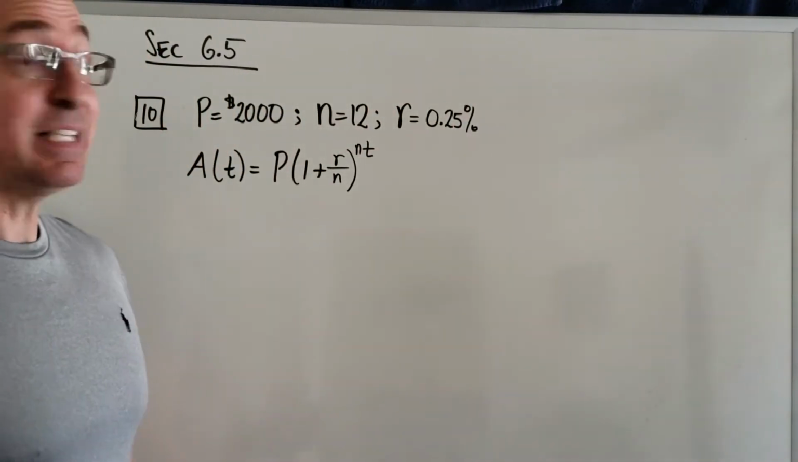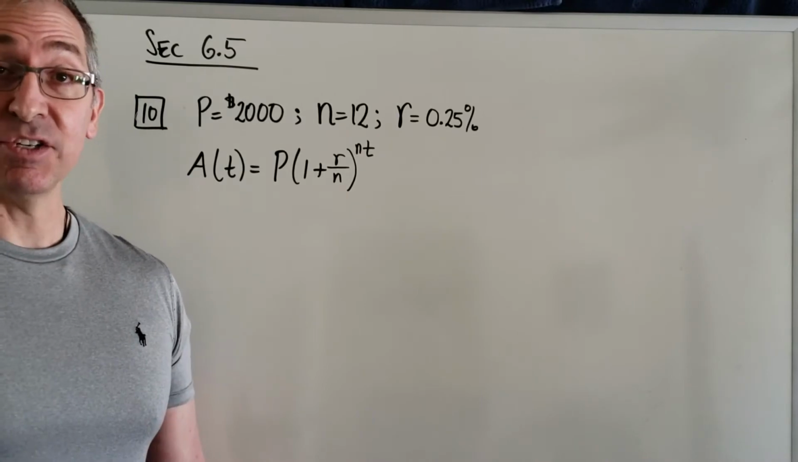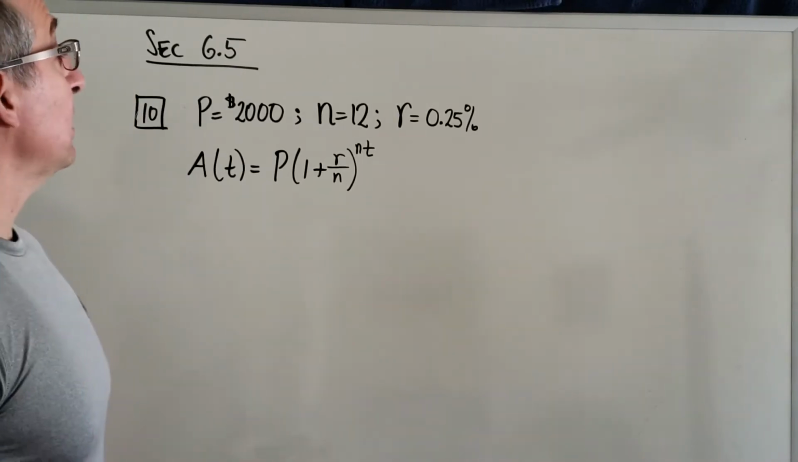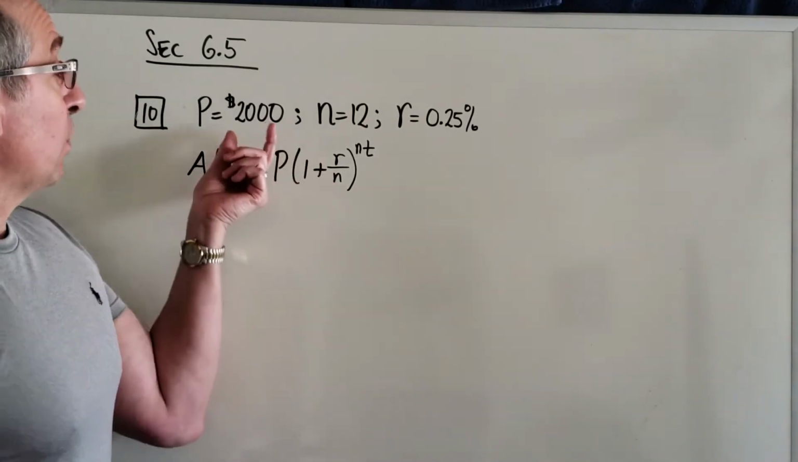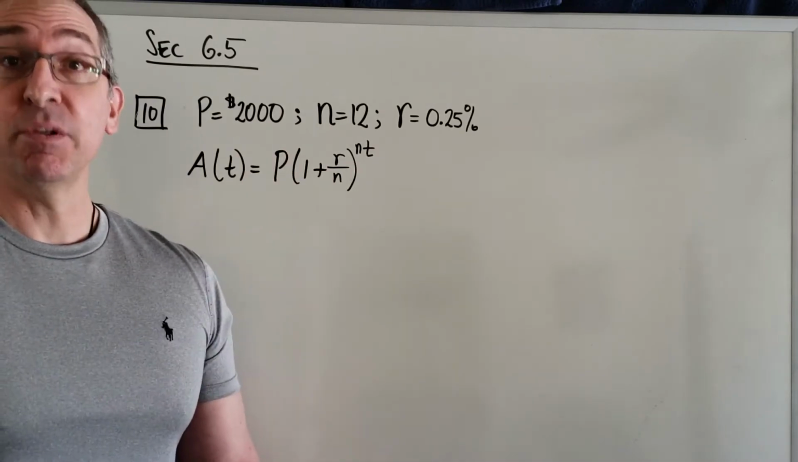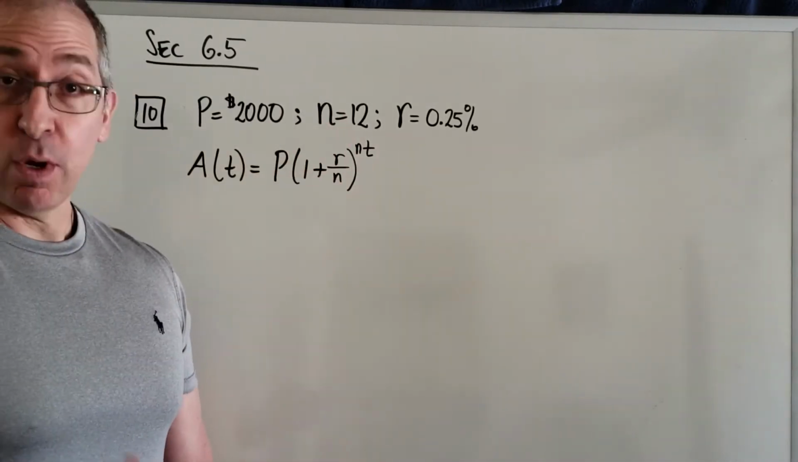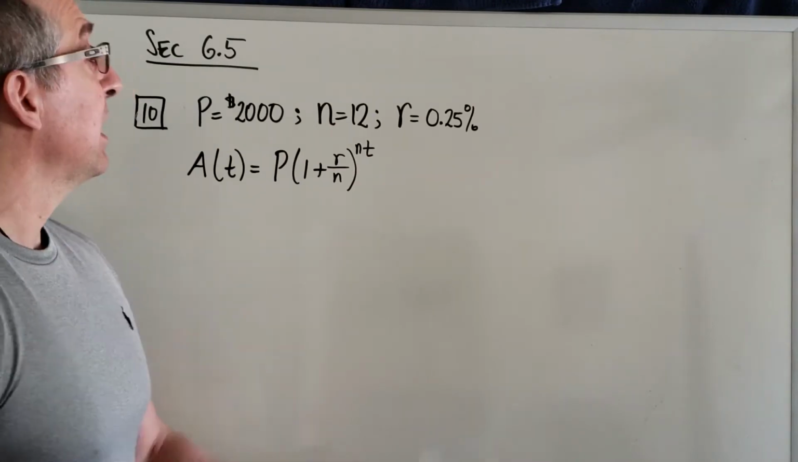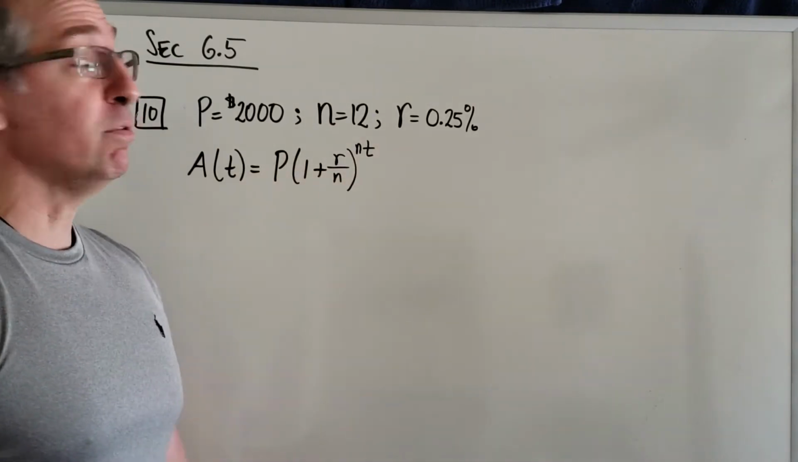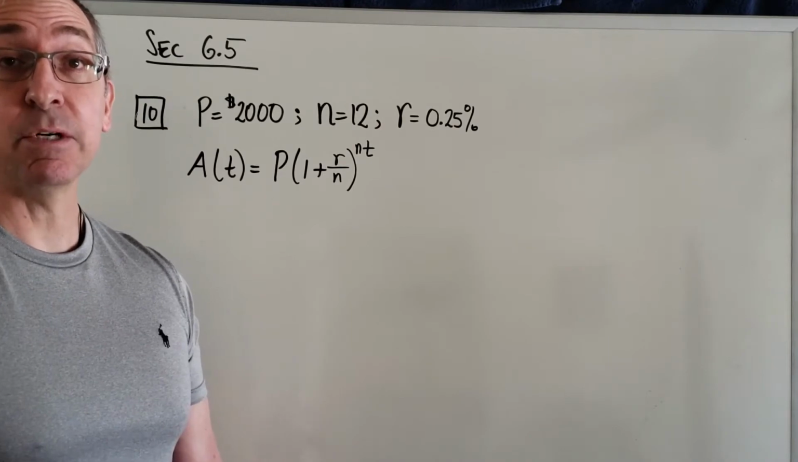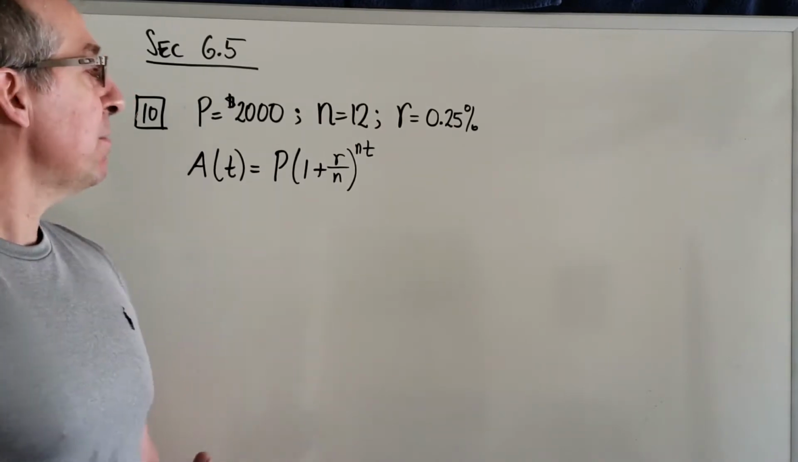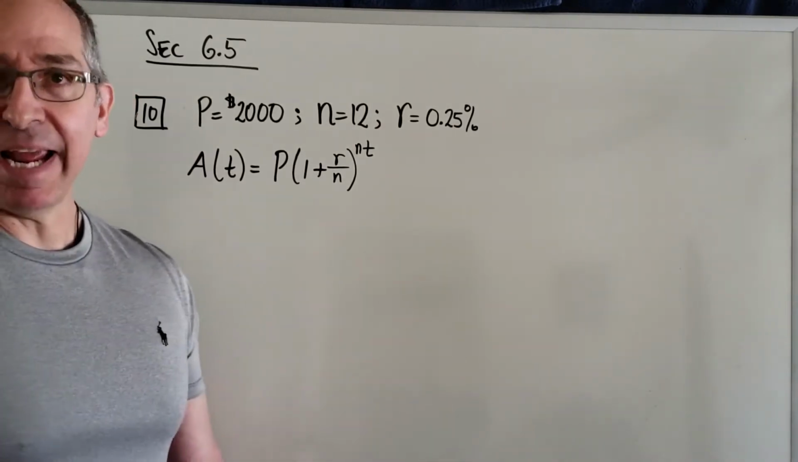Okay, again, the next example now is number 10 in the exercises. According to the information they give us, we want to invest $2,000 to begin with, the principal amount. Interest is going to be compounded 12 times in a year, so every month. And the interest rate is given as 0.25%. We're going to have to change that to a decimal. And they want to know how much is going to be in the account after 8 years.